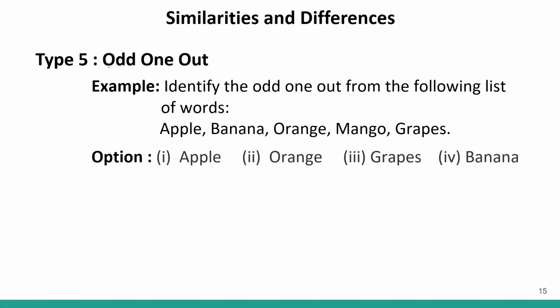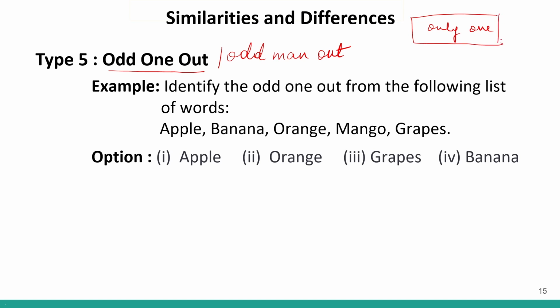Now, odd one out, also known as odd man out. In these types of questions, there are certain elements that are given and we have to identify how one of the elements is different from the rest. So if 5 options are given like this, or if 4 elements are given or 6 elements are given, only one will be different in some way, and we have to identify it.